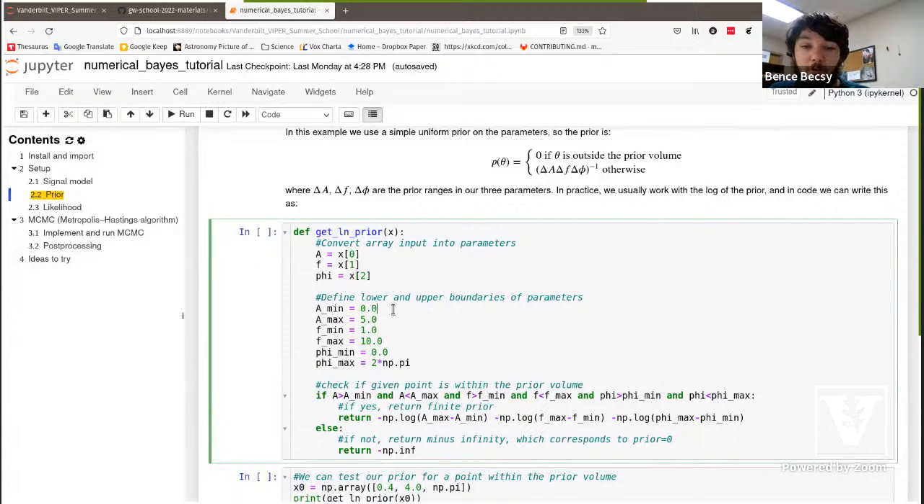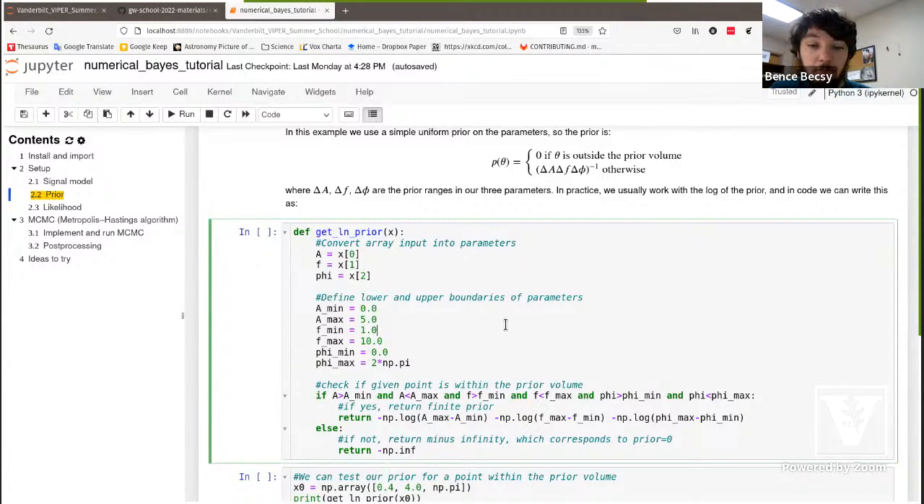For amplitude, I just did between 0 and 5. For the frequency, I did between 1 and 10. The reason I didn't allow it to go to 0 is that funky things happen when you have a sine wave with 0 frequency, so it's better not to go all the way down to 0. And for the phase, it's pretty trivial that you want to do between 0 and 2 pi.